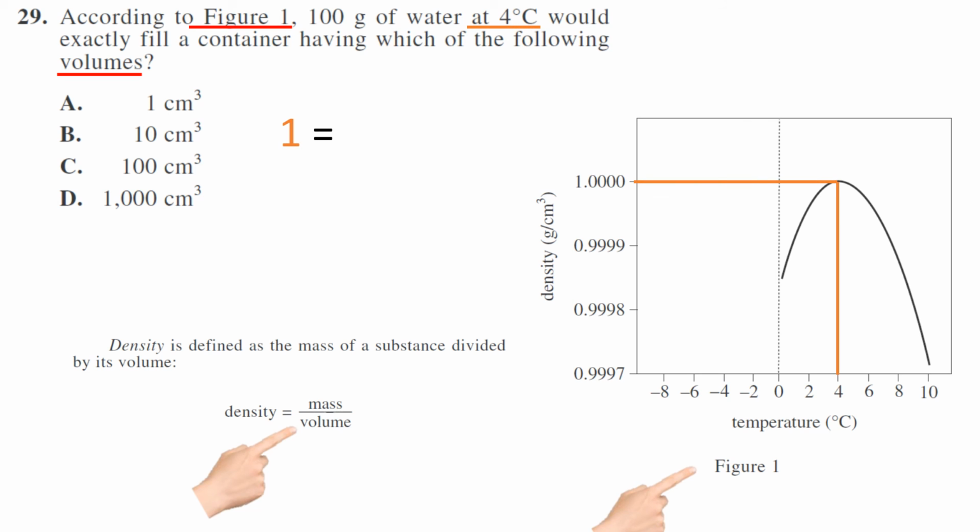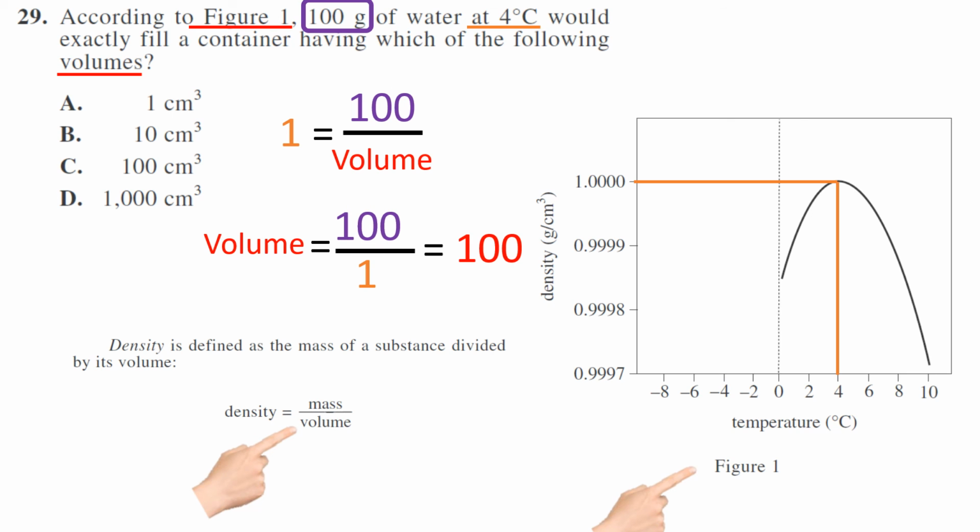So 4 degrees Celsius has a density of 1. So we fill that in. Density 1 equals mass divided by volume. What's the mass? 100 grams divided by volume. So solve for volume. Volume equals 100 divided by 1. Volume equals 100. So C.